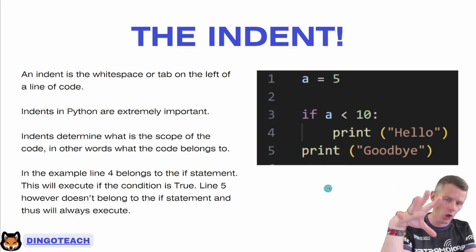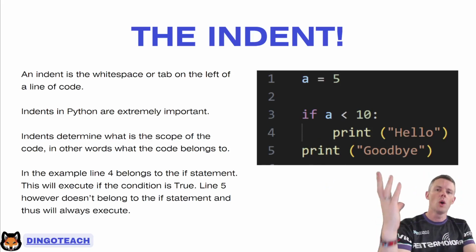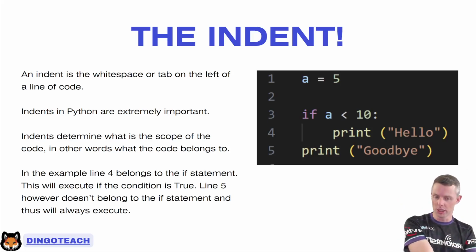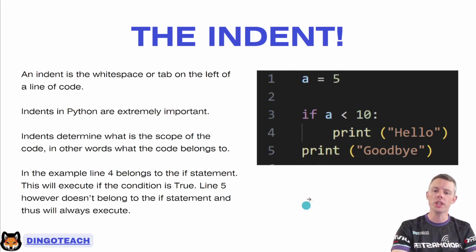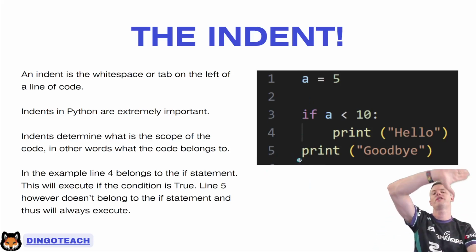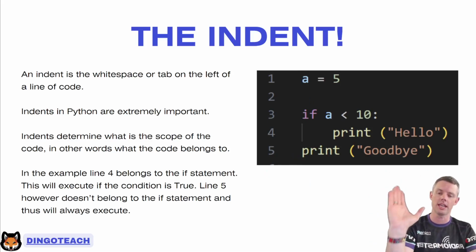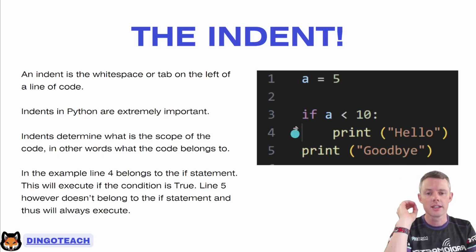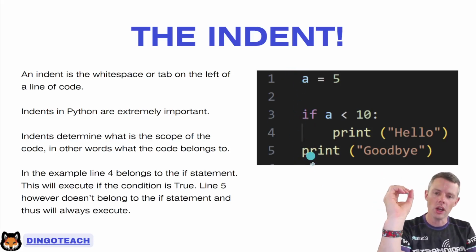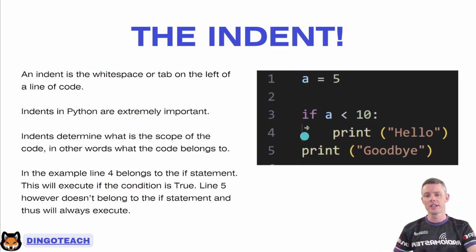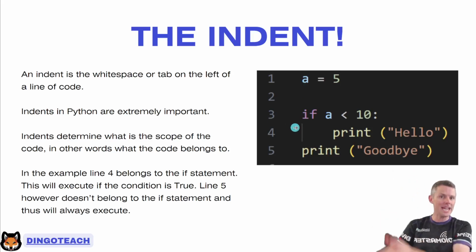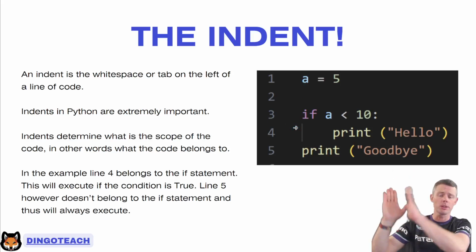Now, if you don't know what scope means, it's essentially where does this code belong? If you look at this example here, you'll notice that lines 1, 3, and 5 are all on the same level. In fact, they're as far left as they can go. They have no indent. This is known as the global scope. So any line of code I write on the far left is part of my main script. It doesn't belong to anyone.